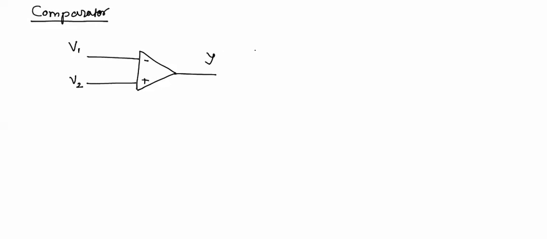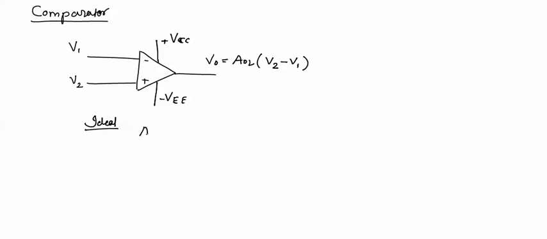We already know that the output generated by this operational amplifier is the amplification of the difference in the voltages at the input terminals, that is AOL into V2 minus V1. And these are the two power supplies, plus VCC and minus VEE. Now we know that for an ideal operational amplifier, the open loop gain is equal to infinite. And we know that V0 is equal to AOL into V2 minus V1.